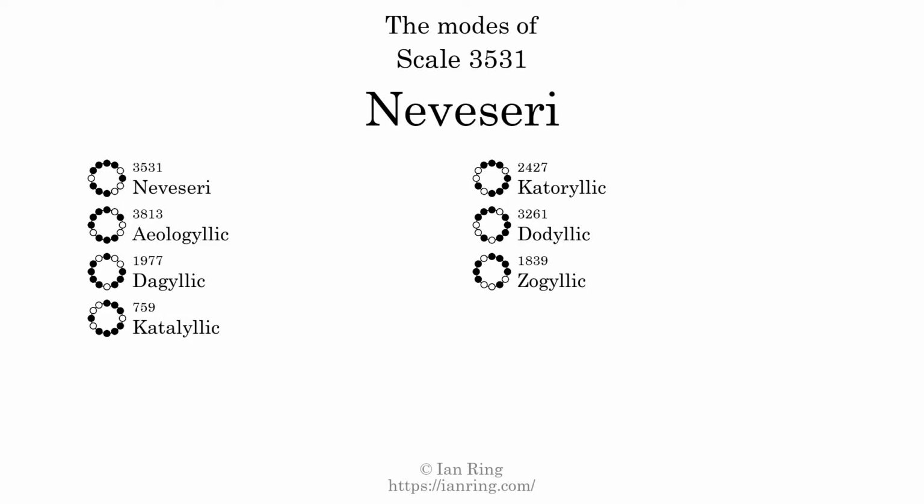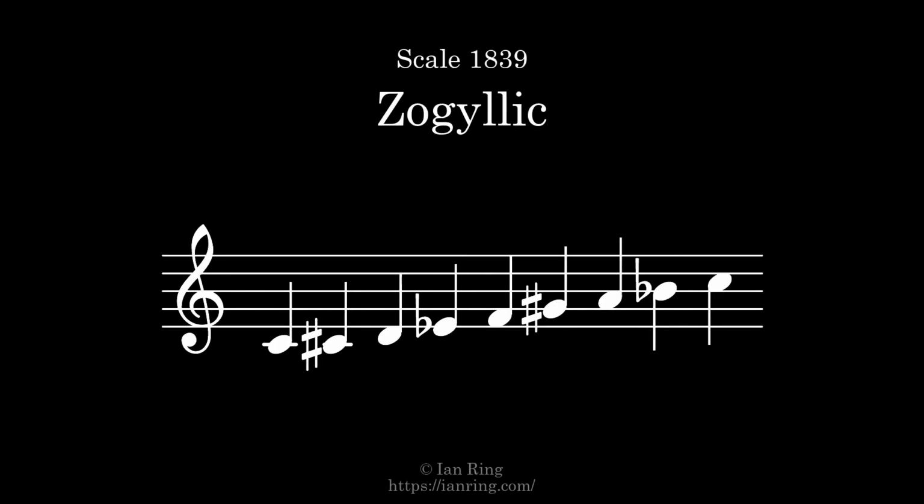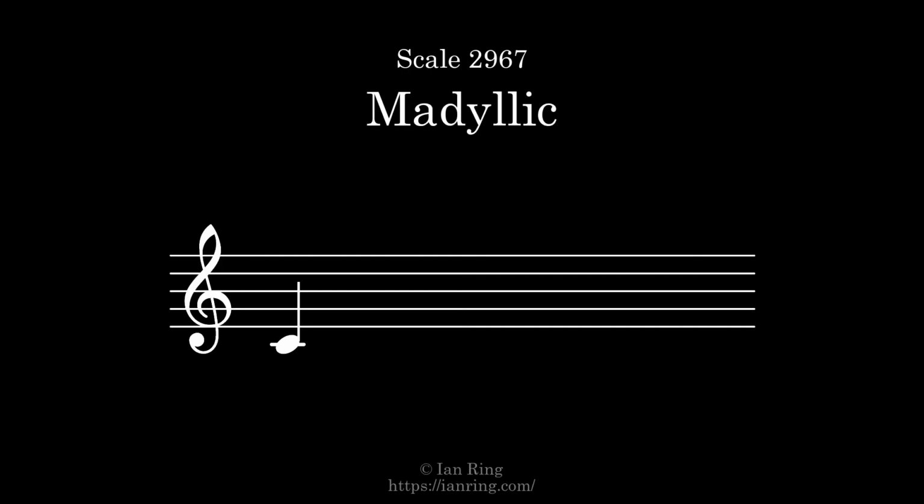The seventh mode is scale 1839, also known as zigiac. It sounds like this. The eighth and last mode is scale 2967, also known as midillic. It sounds like this.